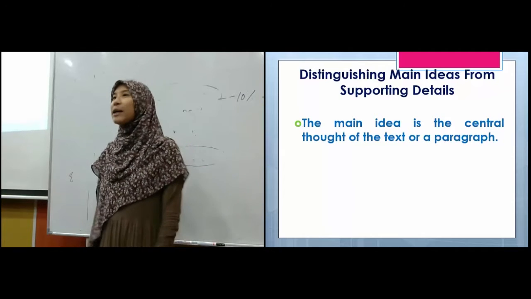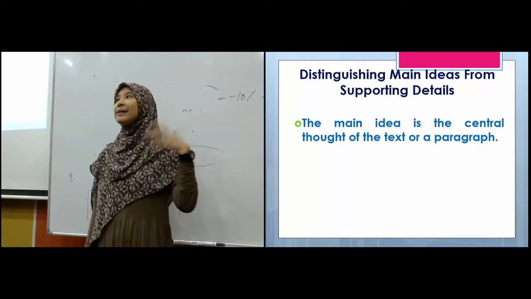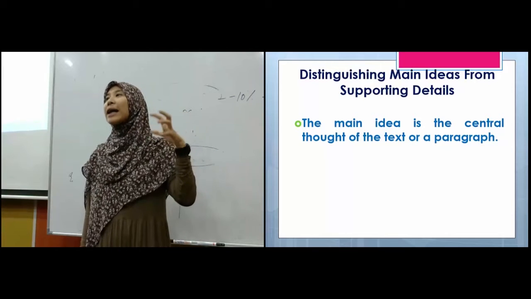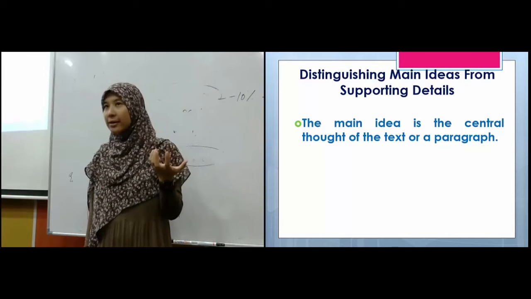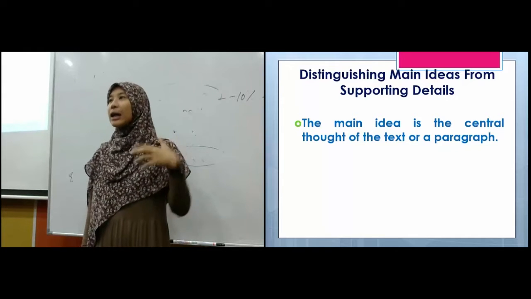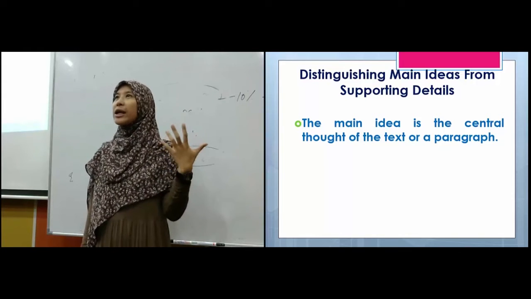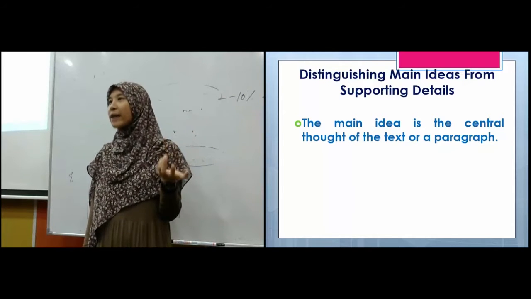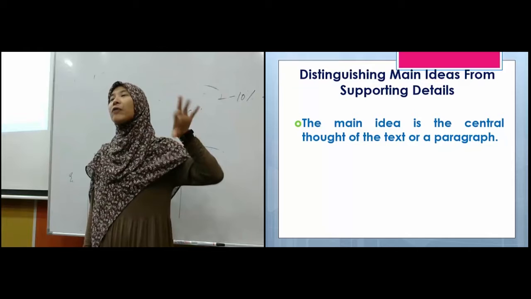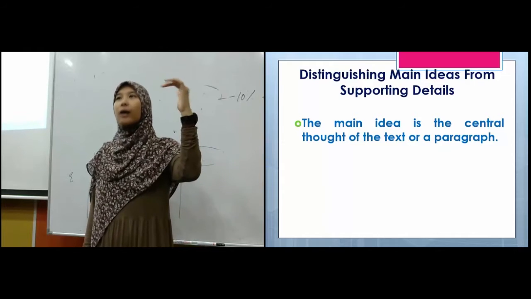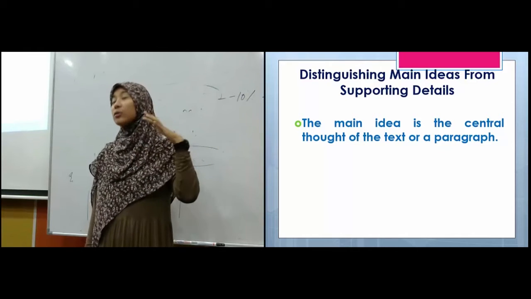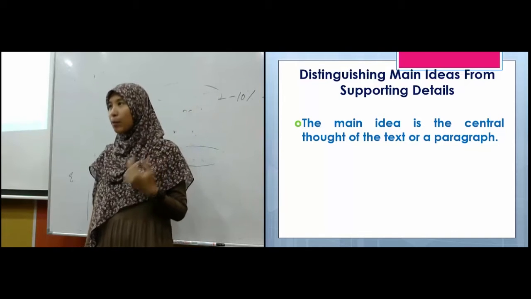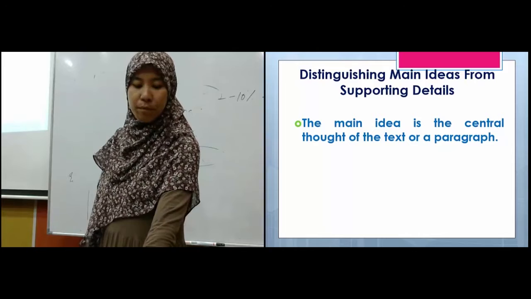So basically, what is main idea? Main idea is the central thought of a text, which means the most important point that the writer wants to highlight in one text. Usually, let's say there are 4 paragraphs in one essay or one article. Each paragraph will have its own main idea, followed by the supporting details. So today you are going to identify which one is the main idea and which one is the supporting details. Are you guys okay?